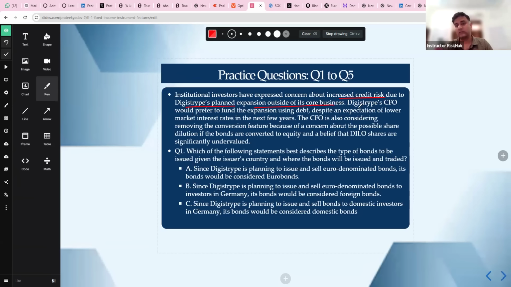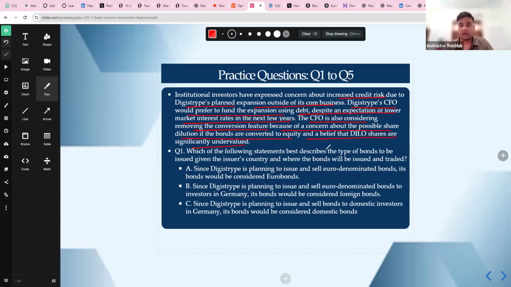expansion outside its core business. Digistripe's CFO would prefer to fund the expansion using debt, despite an expectation of lower market interest rates in the next few years. The CFO is also considering removing the conversion feature because of concern about possible share dilution if the bonds are converted to equity, and believes the shares are significantly undervalued, right? This is the company's own management expectation, right?